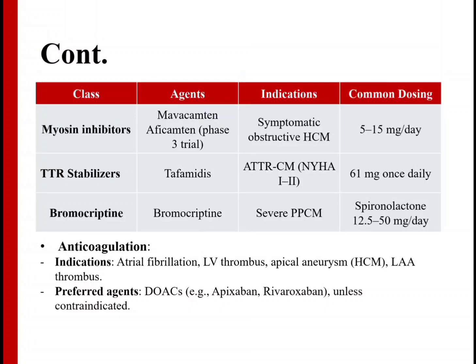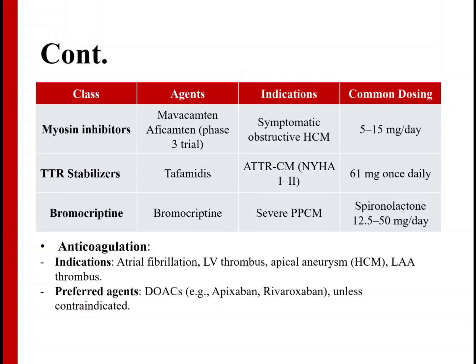Beyond these conventional agents that we talked about, there are some novel targeted therapies that are becoming increasingly important in subtype specific care. For example, myosin inhibitors like mavacamten. They are indicated in obstructive hypertrophic cardiomyopathy, especially NYHA class 2 and 3 with persistent LVOT gradient. And their mechanism is that they work by reducing hypercontractility, the sarcomeric or myocyte hypercontractility, and they also reduce the LVOT gradient, and the typical dosing is 5 to 15 milligrams per day.